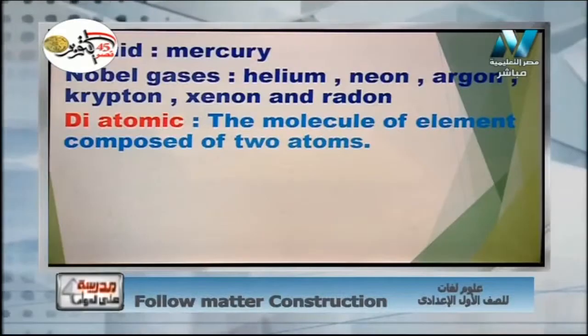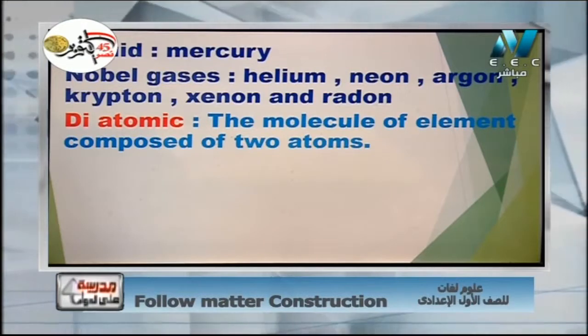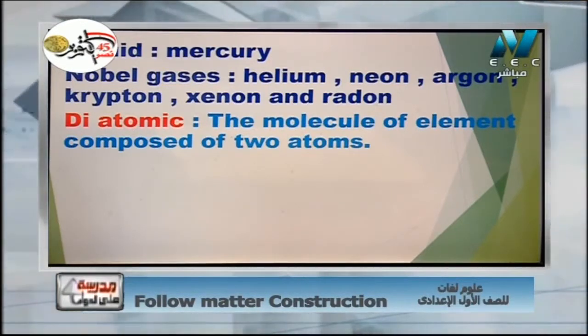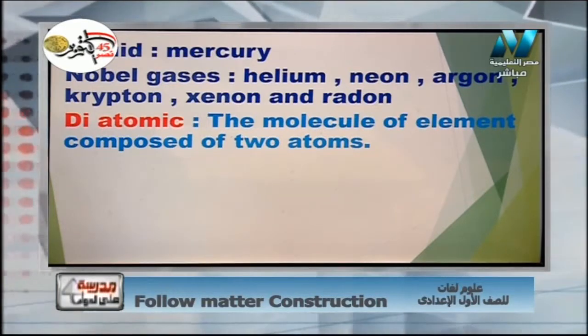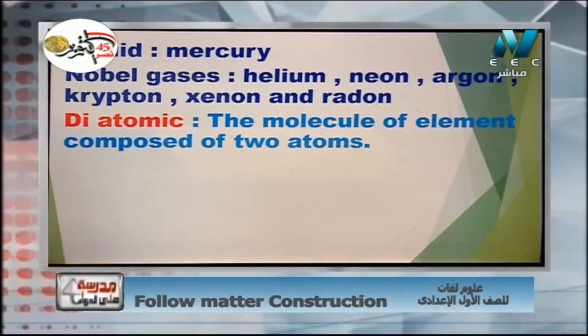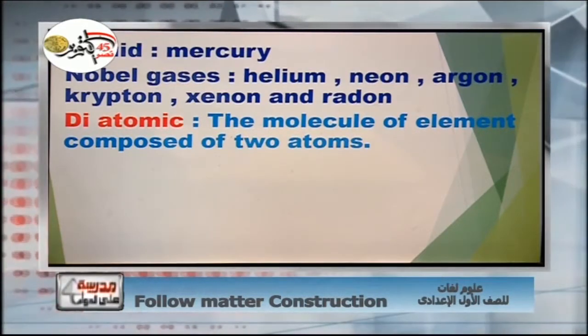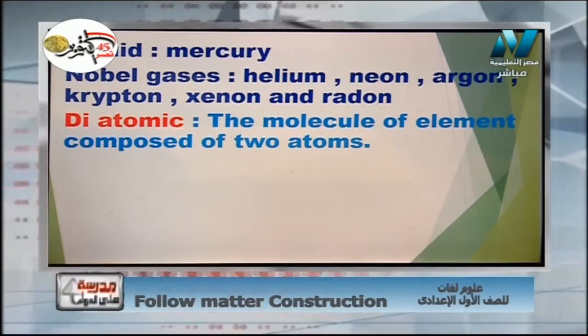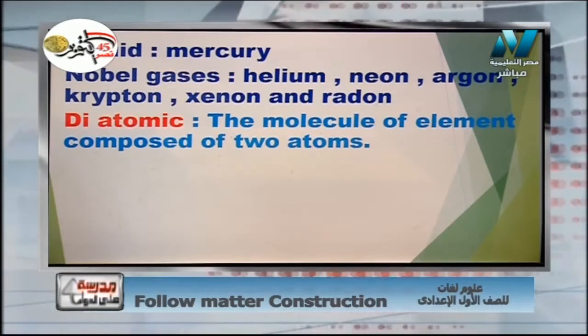We said a moment ago that we have 2 types of molecules of element. Number 1, monoatomic. Number 2, diatomic. What's meant by di, my dear students? Yes, 2. So diatomic here means that the molecule of the element is composed of 2 atoms. 2 similar or different?